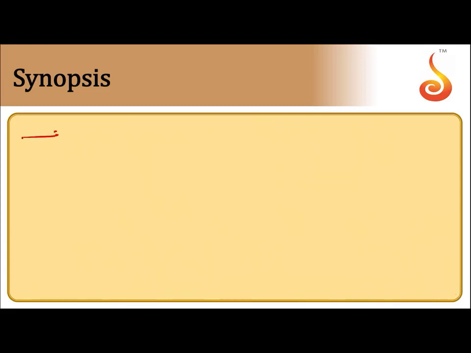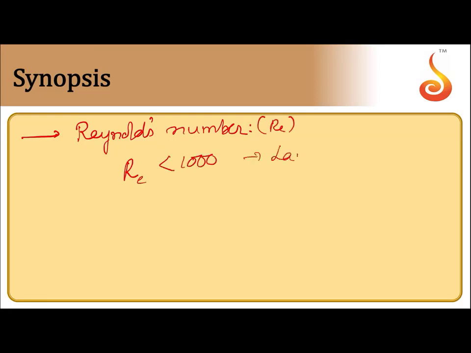Another quantity which is quite important in the present context is what is called the Reynolds number. What is that Reynolds number? It's the number which decides the nature of flow of a liquid. If this Reynolds number is less than 1000, it is treated as laminar flow. And if this is greater than 2000, it is treated as turbulent flow.